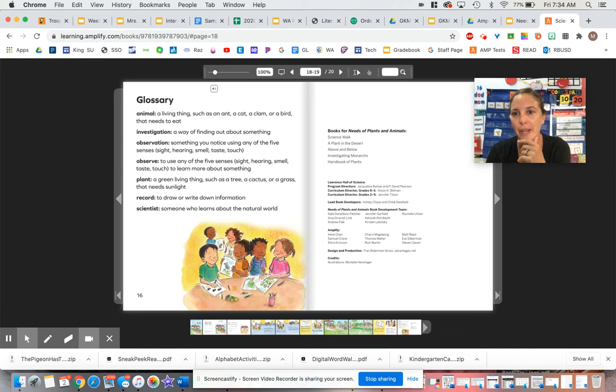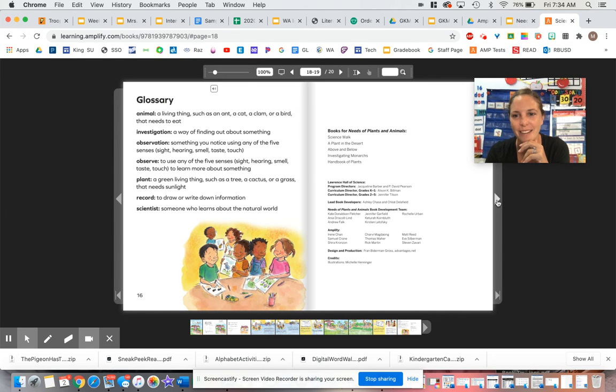So I'm going to talk about ones that were vocabulary words. So making an observation is something you notice using any of your 5 senses: sight, hearing, smell, taste, touch. And it says observe is to use any of these 5 senses to learn more about something. And then I'm also going to remind you about the word scientist, because we talked about it today. Someone who learns about the natural world.